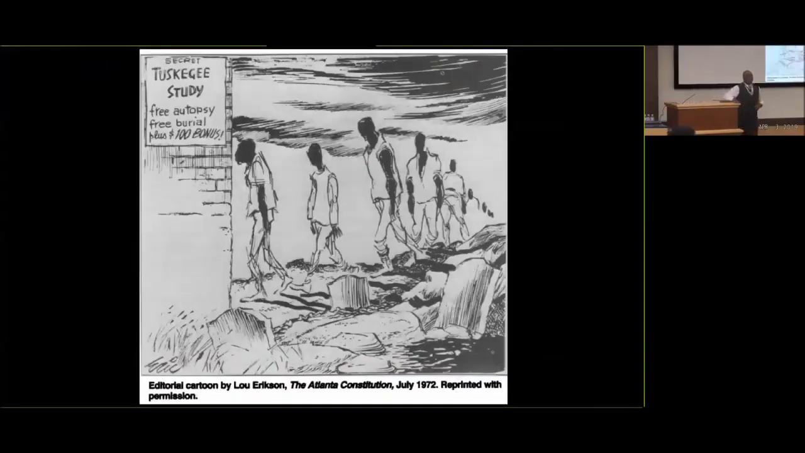In July, when the story broke, editorial cartoons appeared in newspapers across the country. This is one. It's a very interesting one because it says here in the caption, Tuskegee study, free autopsy, free burial, plus a $100 bonus. Okay? Now here's what's very, very interesting. You want to see an example of community engagement, cultural tailoring, all the things that we talk about now we want people to do? You need to read the book Bad Blood, because they did all those things.